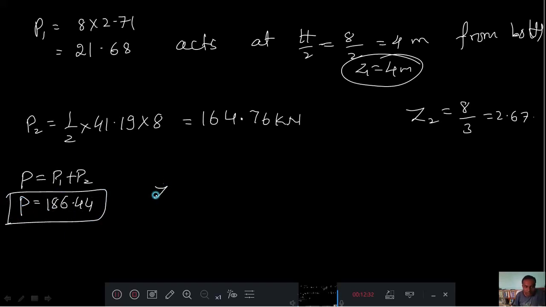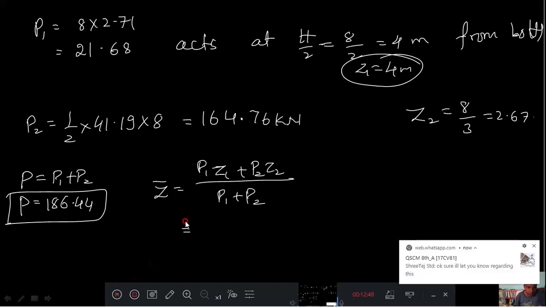Where it is acting, we will call it Z bar, that is P1 Z1 plus P2 Z2 divided by P1 plus P2. I will not substitute, I will directly calculate. You need to substitute the P1 value, P2 value, Z1, Z2 and P1, P2, then you will get the answer. The answer we are getting is 2.82 meter from bottom.